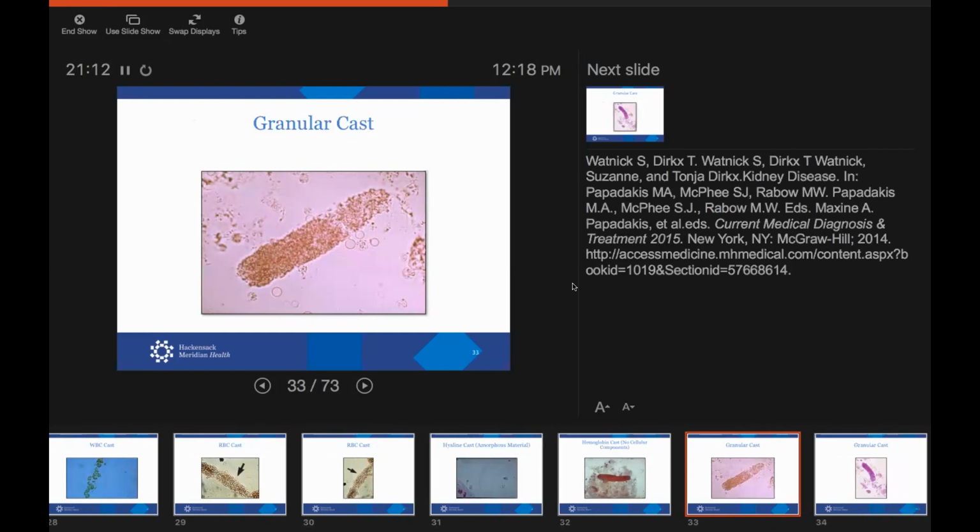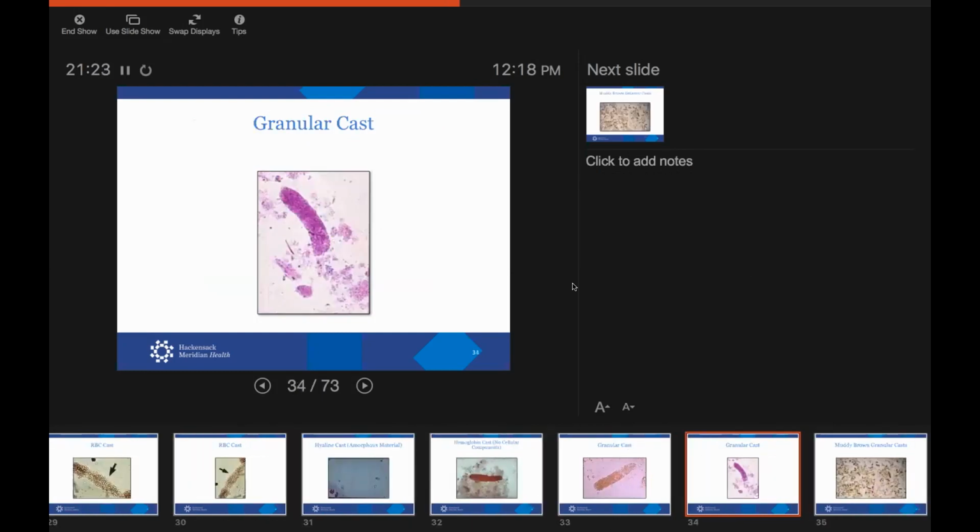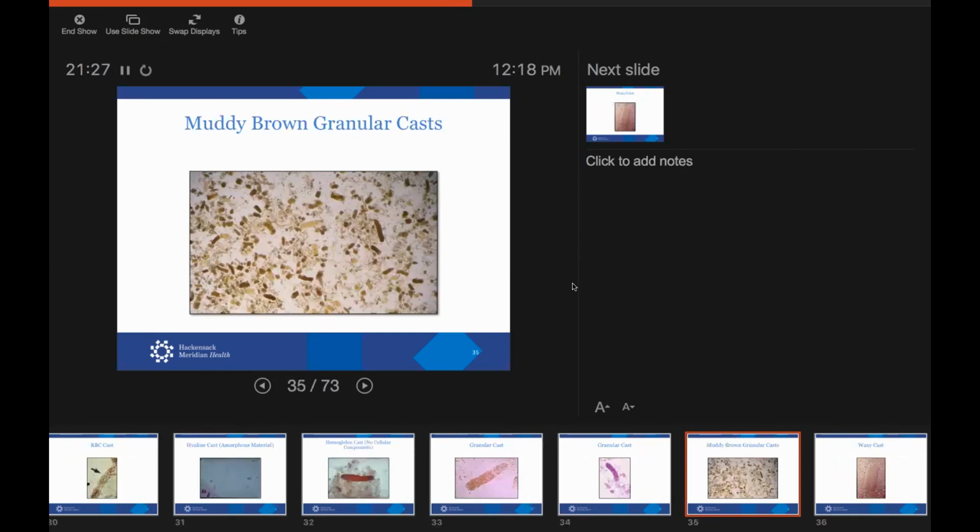Granular cast. See these little granules? That's a granular cast, right? There's no true cells inside the cast. And usually you see that with what? ATN, very good. And there's another picture of a granular cast. And look, there's no cellular component in that. And that's a muddy brown granular cast. And that's what they typically report for any exam questions for ATN.